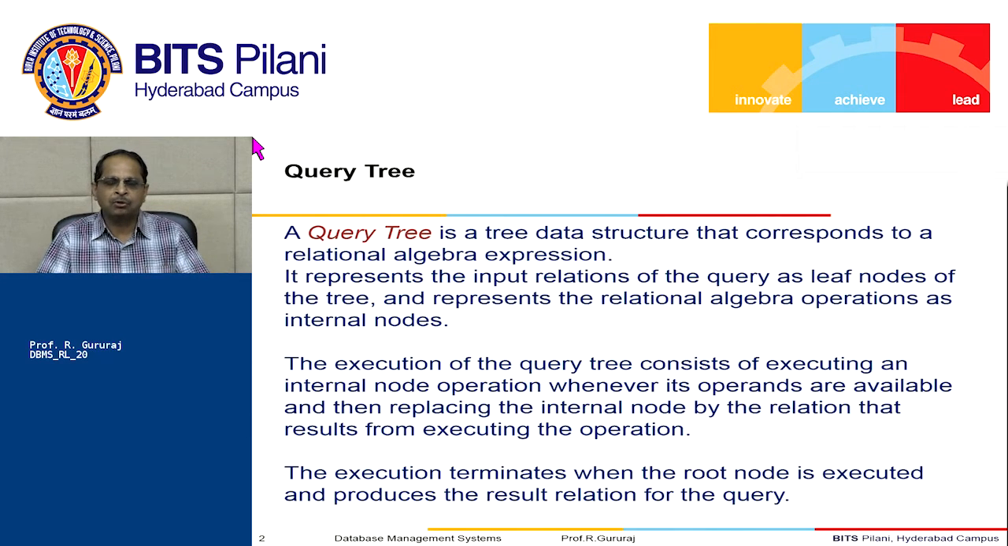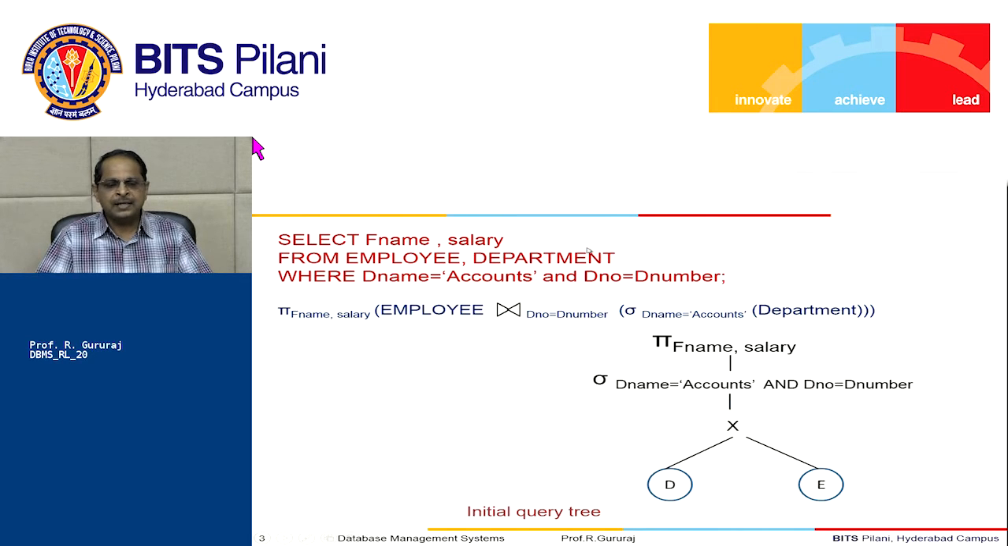And the internal nodes and the root node are nothing but the algebra operators, relational algebraic operations. Let us have a look at this example. Here, select F name and salary from employee and department relations, where the condition is D name is equal to accounts and DNO is equal to D number. That is, this is the join condition between the employee table and the department table. I want to get the first name and salary of those employees who are working with the accounts department.